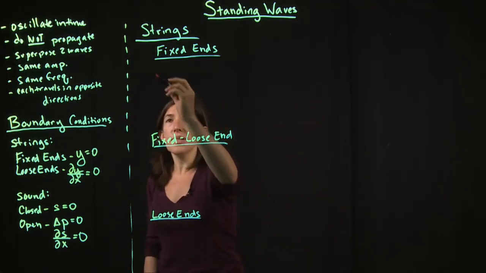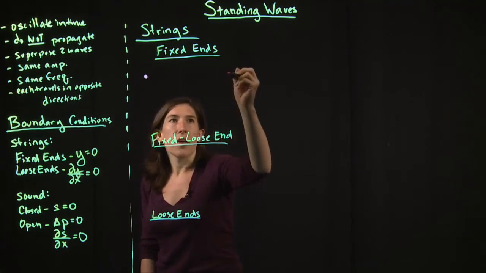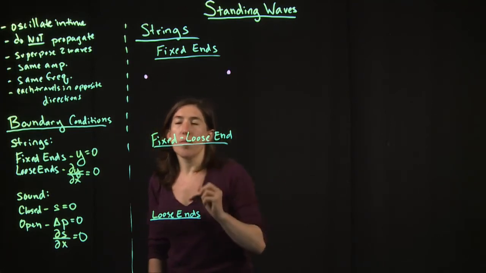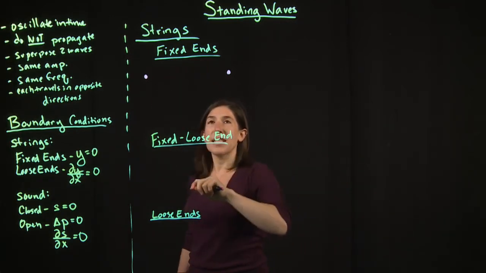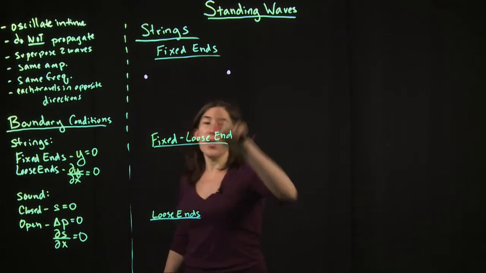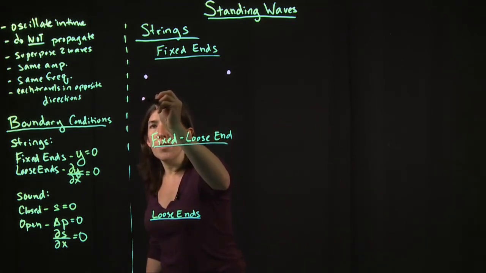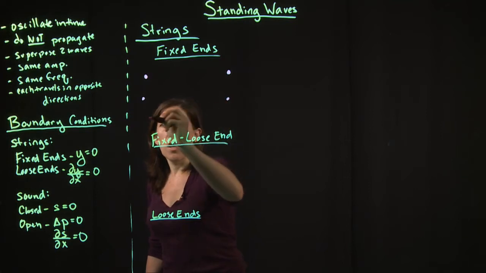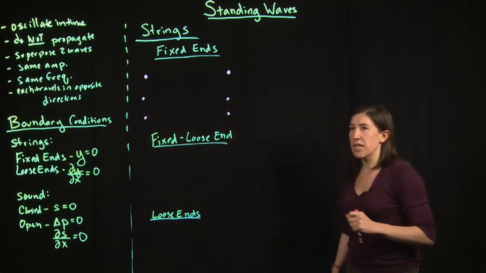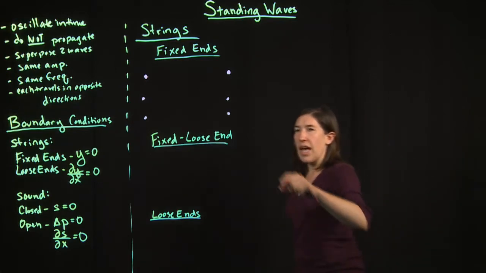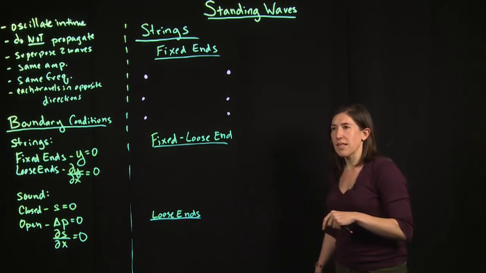And so what I'm going to do is I'm going to represent a node by a little pink dot like this. So if we have 2 fixed ends, then we must have a node at each end. Now what I'm going to do is I'm going to actually draw a few different examples of solutions given these boundary conditions. So planning ahead, I'll draw 3 different solutions that we could consider.